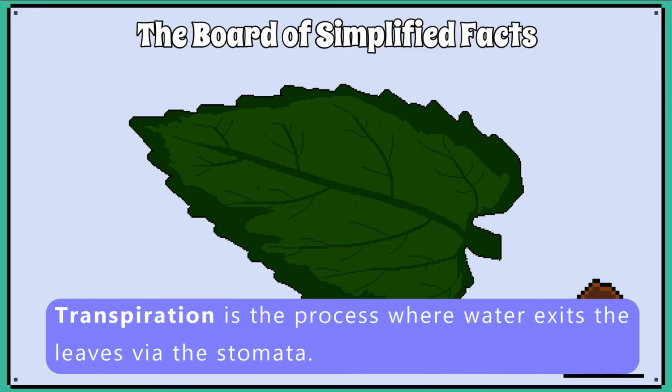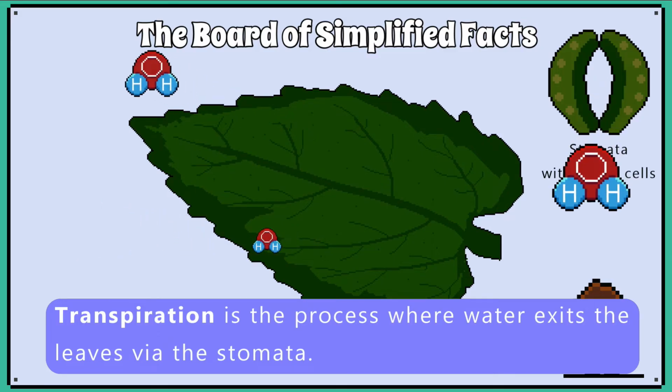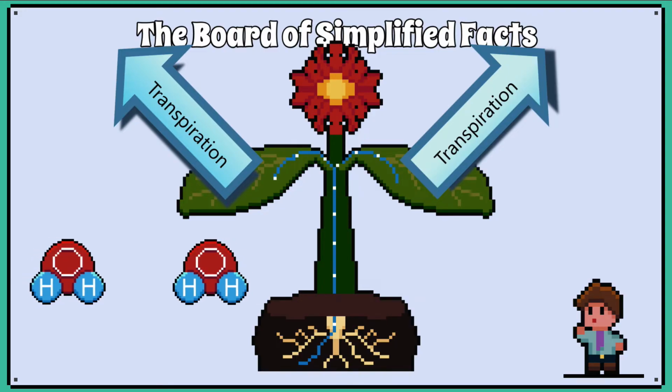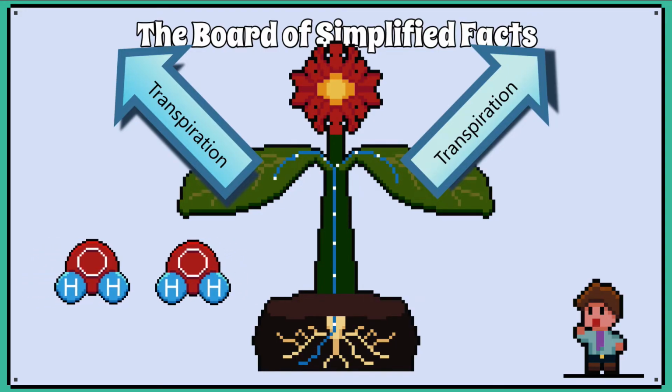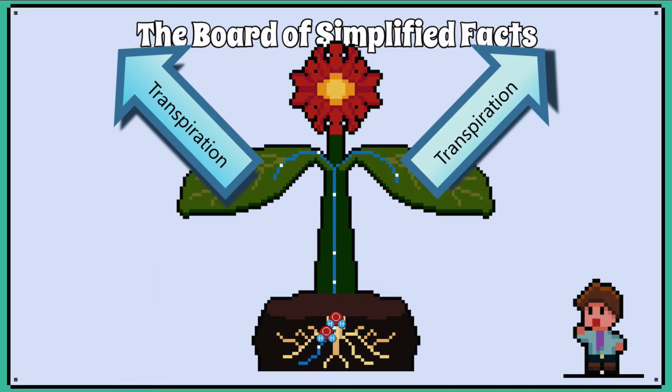Transpiration is the process where water exits the leaves via the stomata. This evaporation of water via the stomata helps to cool the leaf and regulate temperature. It also helps to pull water up the leaf, because water has a special chemical property that causes water molecules to be attracted to other water molecules. This means water follows water. So, when water leaves the stomata via transpiration, it helps to pull the water up the plant from the roots.